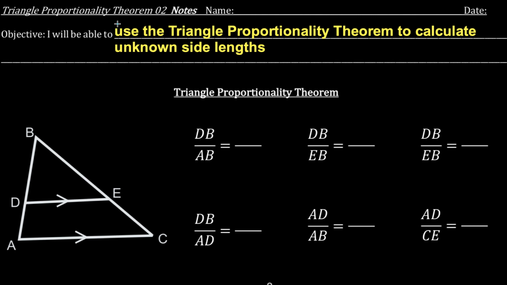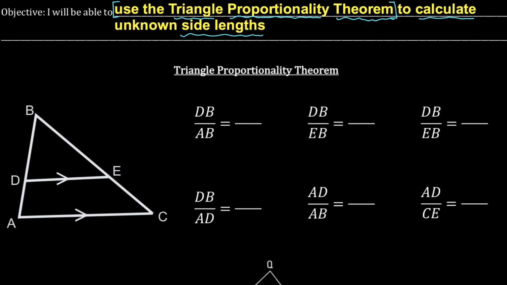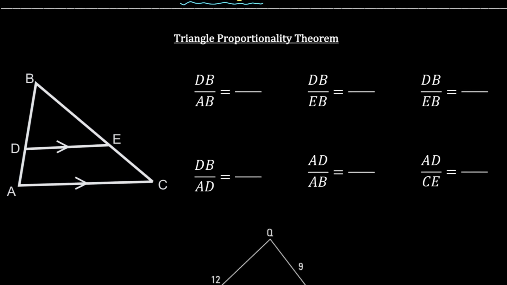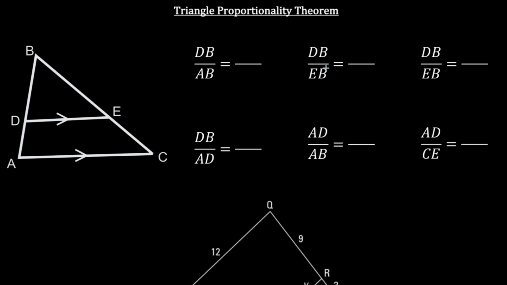All right, so in this lesson, we will use the triangle proportionality theorem to calculate unknown side lengths. So basically, we're going to use triangle proportionality to figure out side lengths that we don't know, right? Before we do that, let's talk about the triangle proportionality theorem.